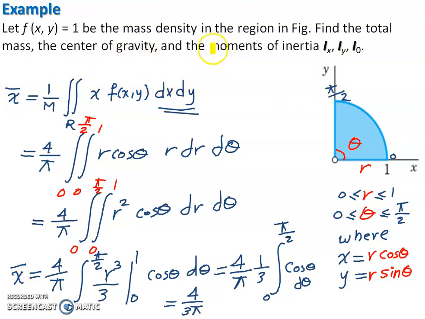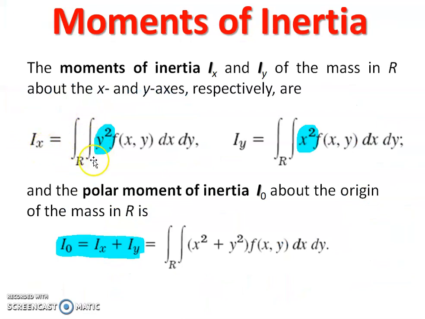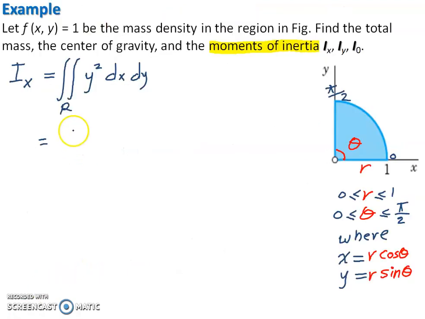And now we want to find the moment of inertia, Ix, Iy, I0. Rule for Ix is the double integral of y squared f of x, y. And for Iy, the rule is the double integral of x squared. When we find the answer of both of them, we add both answers, we get I0. So the moment of inertia Ix is double integration of y squared times f of x, y, which is 1, times dx dy. We're going to use polar coordinates.